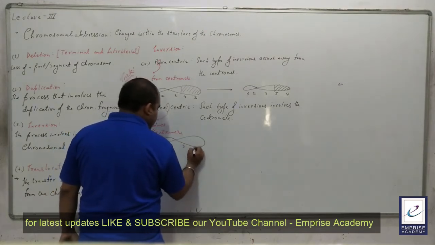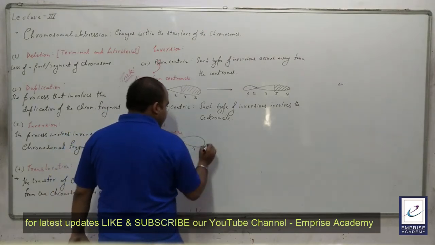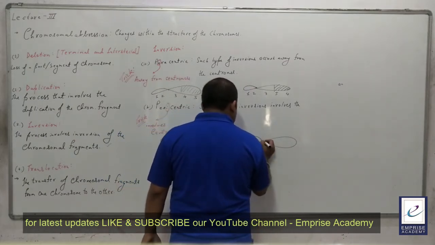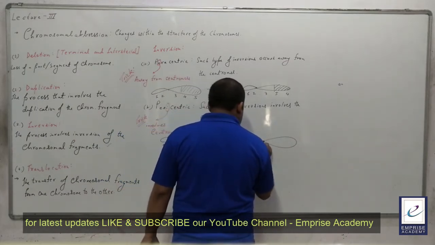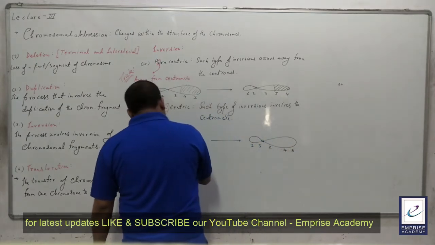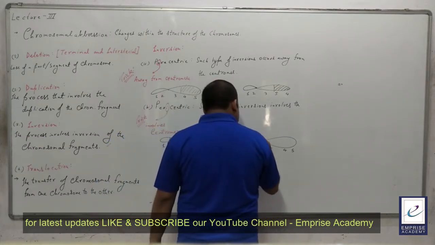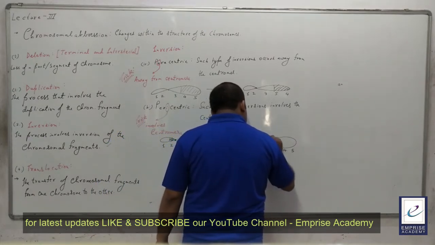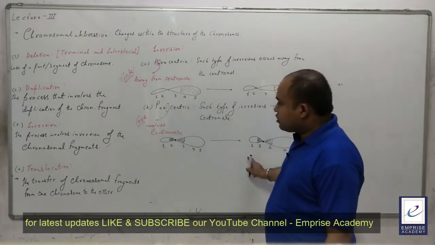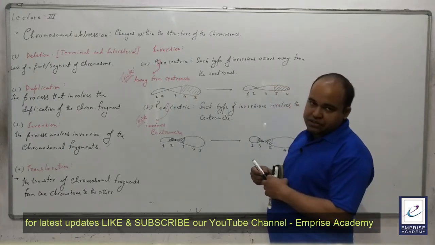First, second, third, fourth, fifth. This is the centromeric part. This part is going to undergo inversion. How? First, third, second, fourth, fifth. So this part has been inverted. This is the part that has undergone inversion. So this is referred to as pericentric inversion.